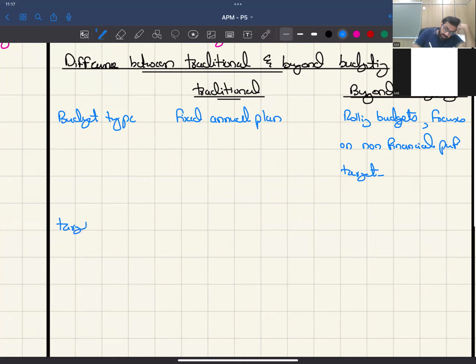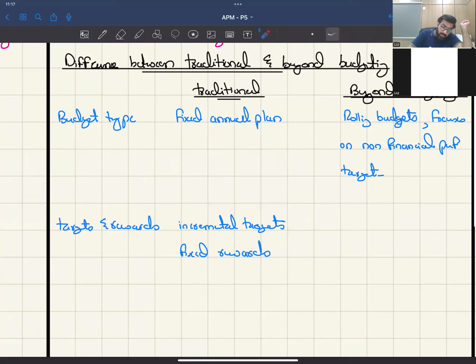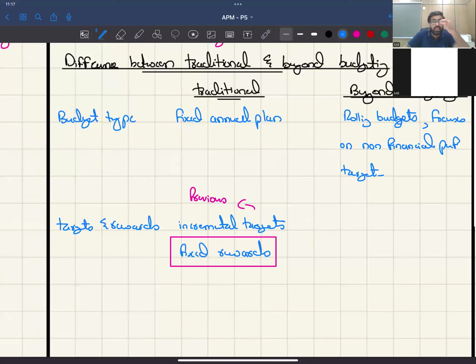Similarly, another difference is targets and rewards. What are the targets and rewards? In traditional budgeting, you have incremental targets and fixed rewards. The targets are incremented from the previous year, but the rewards are fixed. They do not care what you have currently or what you are doing currently. The rewards are fixed, whereas the targets have been incremented from the previous year, okay?